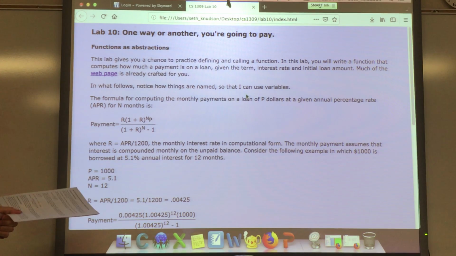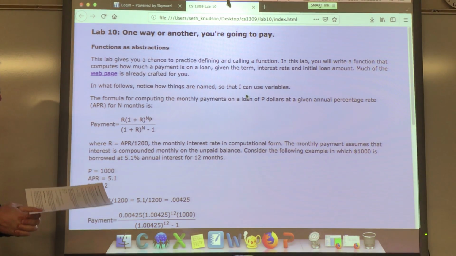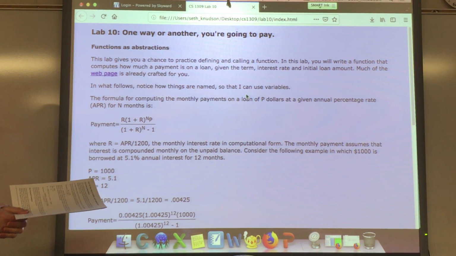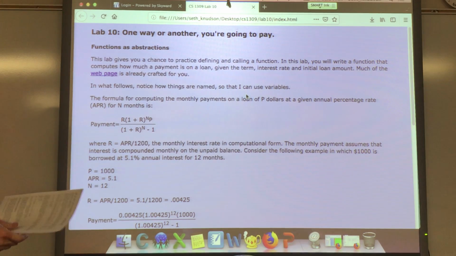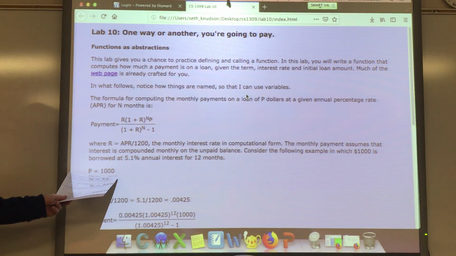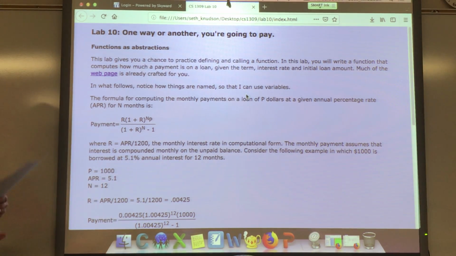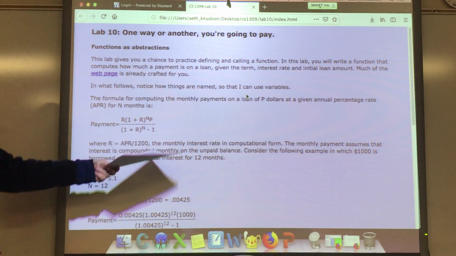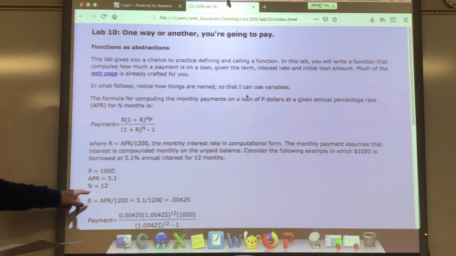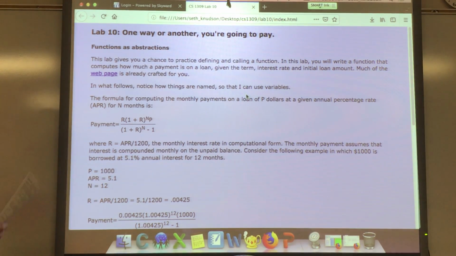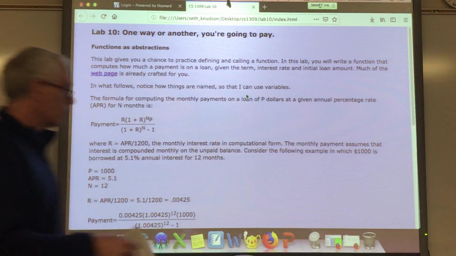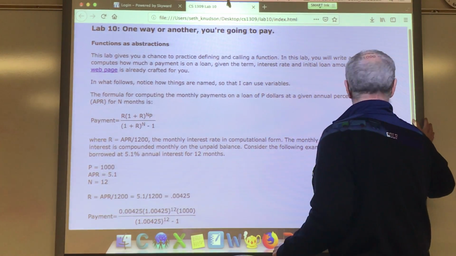The monthly payment assumes that interest is compounded monthly on the unpaid balance. Consider the following example in which $1,000 is borrowed at 5.1% annual interest rate for 12 months. So your P is $1,000. Your APR is 5.1%, 0.05. You're just going to divide by 1,200 to take care of that decimal. And then N is 12, meaning we're going to compound it monthly. Okay?